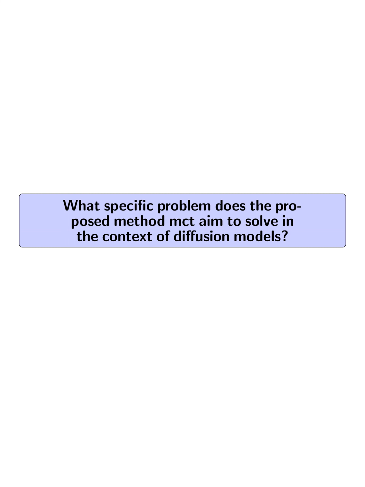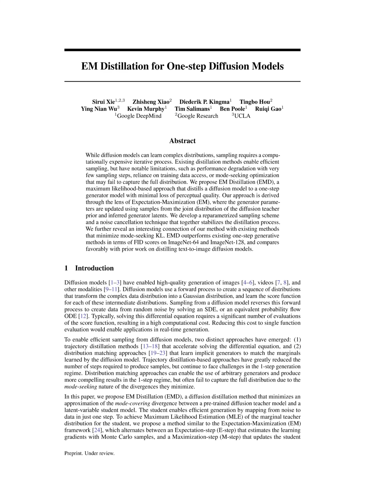What specific problem does the proposed method MCT aim to solve in the context of diffusion models? The proposed method MCT aims to solve the problem of efficient sampling from diffusion models by distilling a pre-trained diffusion teacher model into a deep latent variable student model. This student model enables efficient generation by mapping from noise to data in just one step, thus reducing the computational cost of sampling from diffusion models.